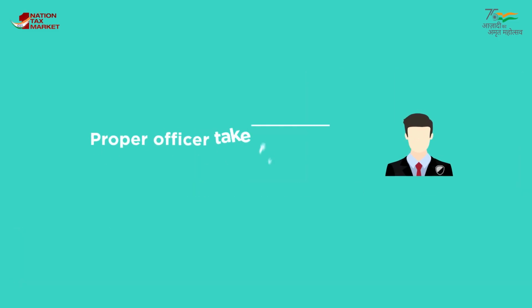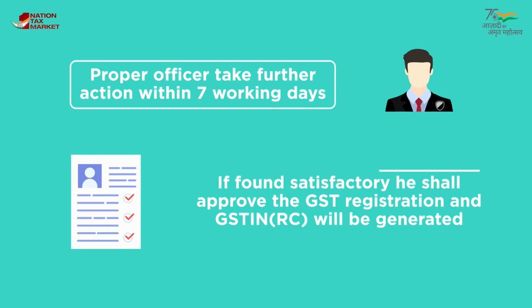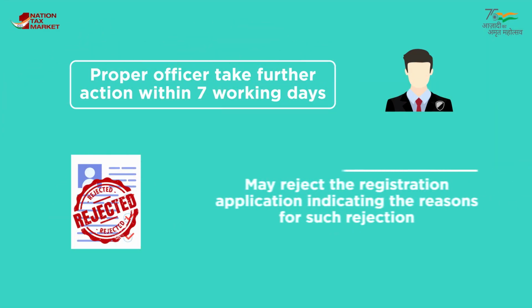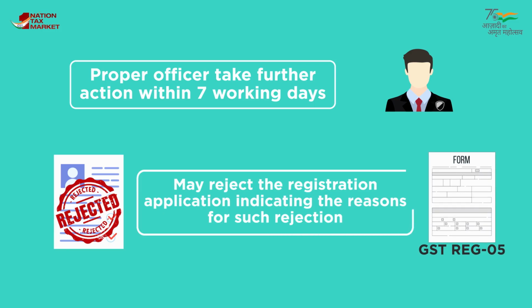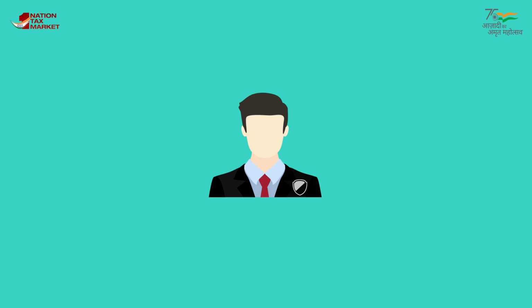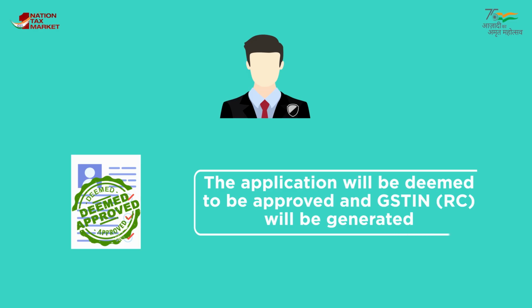Proper officer would take further action on that reply within 7 working days from the date of the receipt of such clarification or information or documents. If found satisfactory, he shall approve the GST registration and GST registration certificate will be generated, or else may reject the registration application via GST Reg 05, indicating the reasons for such rejection. If the proper officer doesn't take any action in 7 working days, the application will be deemed to be approved and GST registration certificate will be generated.